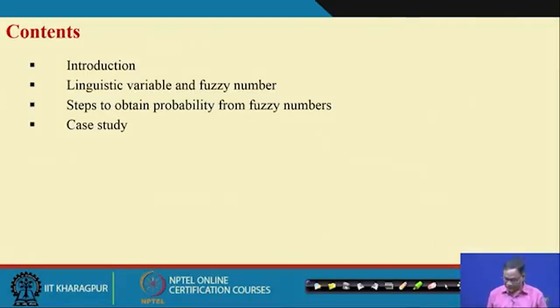and a case study. As you know, getting human error probability is very difficult, and most of the time we rely on experts' opinion, and experts are comfortable giving responses in linguistic terms, and that is the reason we are adopting fuzzy theory. And we will show you today how fuzzy theory will be applied to convert the linguistic form of probability values to numeric probability values.